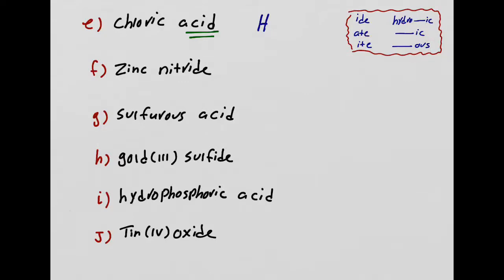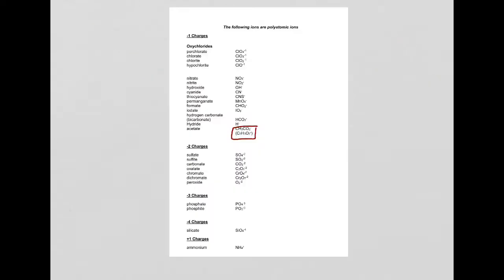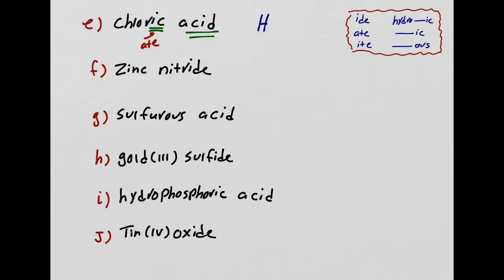Ite becomes ous acid. So here I have chloric acid. If I have chloric acid, I used to be ate. I used to be chlorate, because if I'm chlorate, then I'm going to become chloric acid. Chlorate, you know that's a polyatomic ion. Let's go back to this polyatomic ion sheet. Which one is chlorate? Chlorate is ClO3 minus 1. So what I'm going to put here is ClO3.